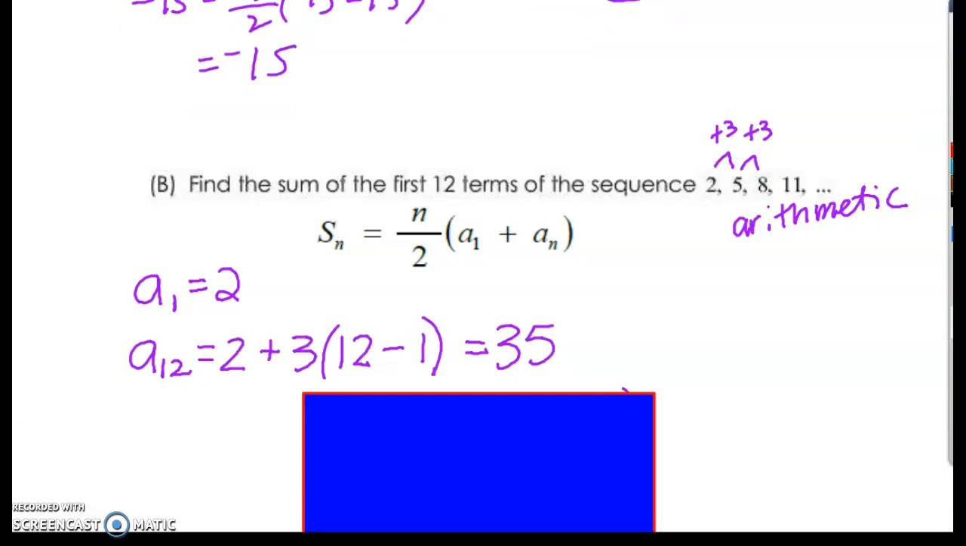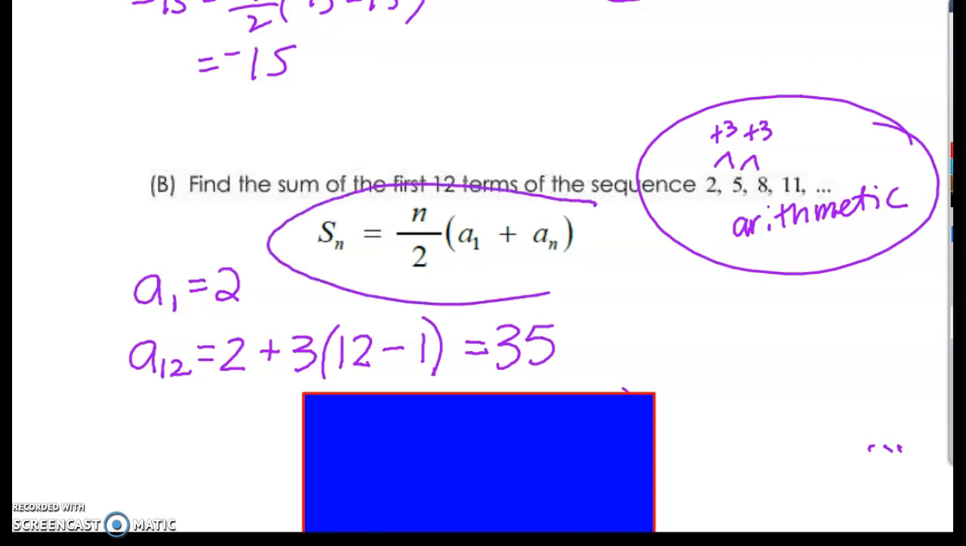B, find the sum of the first 12 terms. Okay, so now we're given the information a little differently. So we've got some terms here. We look and see, is it arithmetic? Yes, we are adding 3 in between each of those terms, so the difference, d, is 3. So to use this formula and find the sum, we need the first and the last terms. So we solve for our first term, and that would be -1 plus 3 is 2. So that's our first term. A sub 1 is 2.